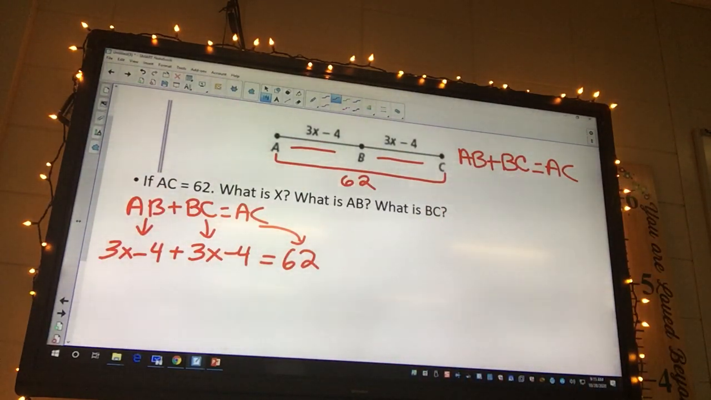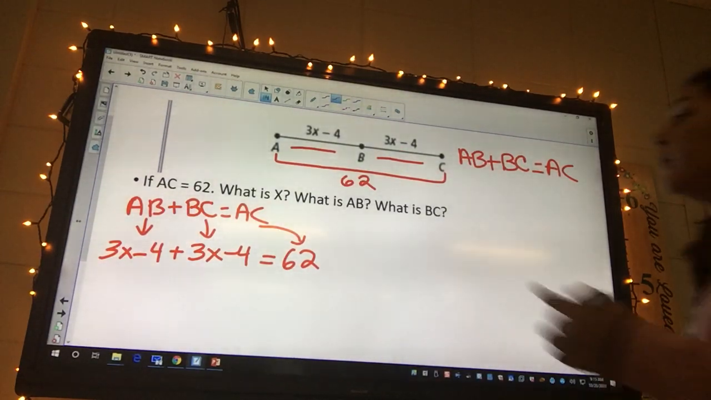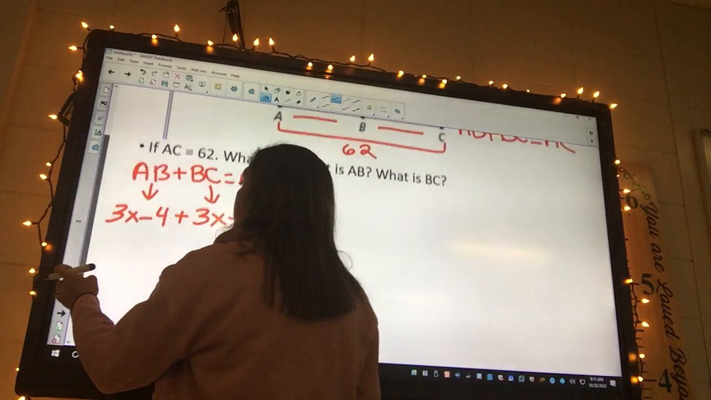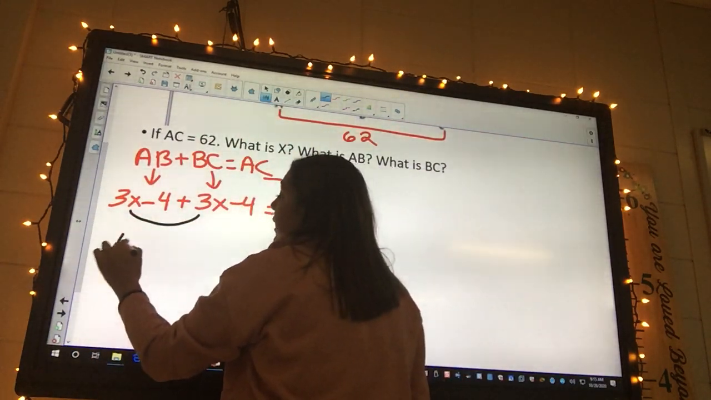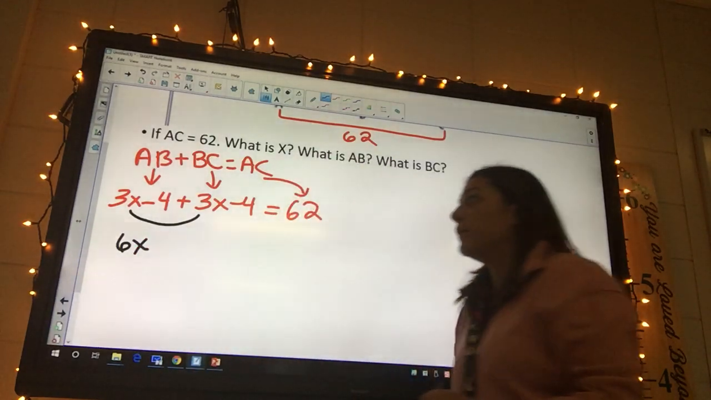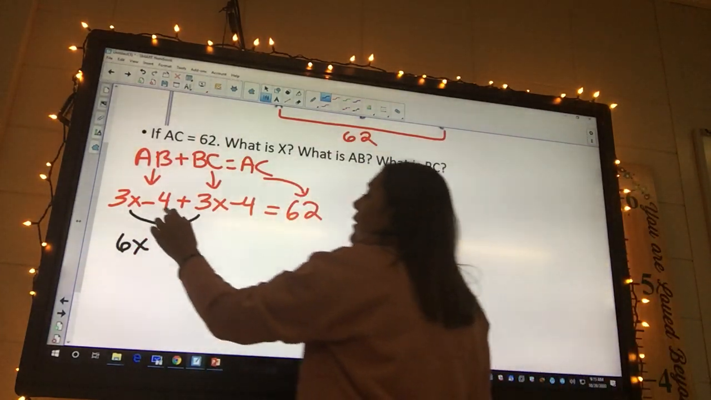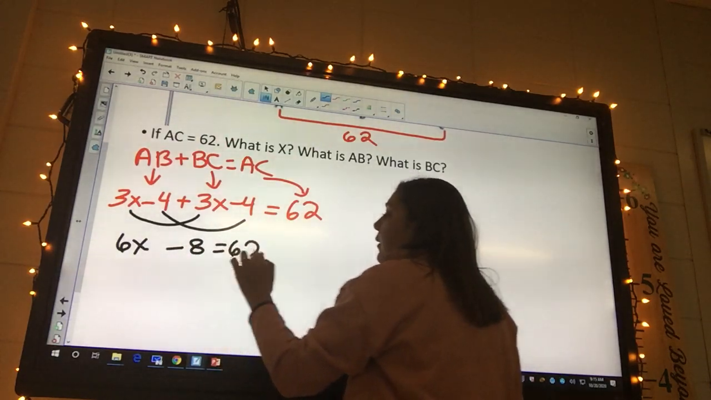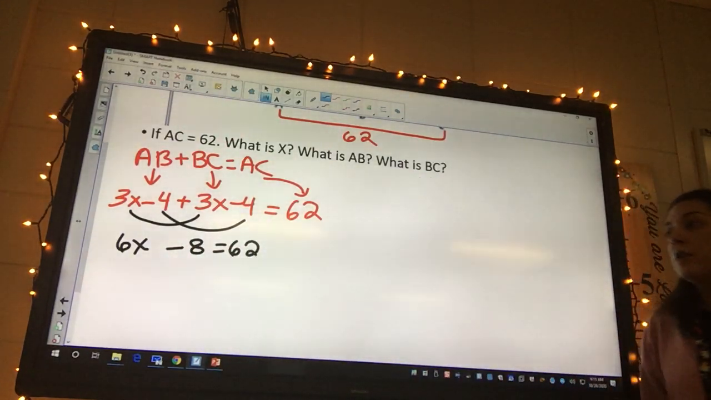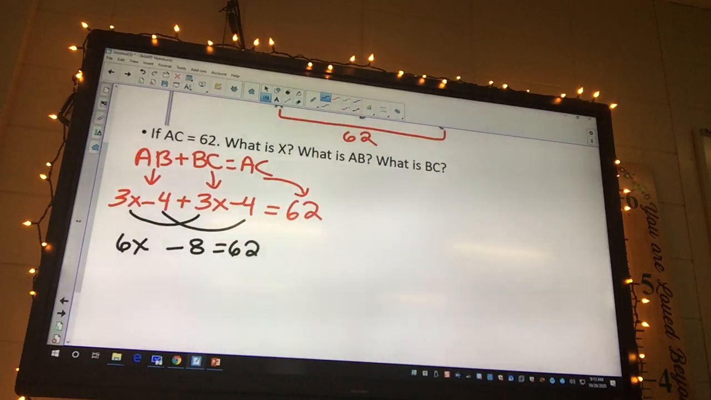What do we need to do first? Combine like terms. So we're going to put the 3x's together to give me 6x. What else could I put together? The minus 4 and the minus 4, to give me a minus 8. 62. So I got 6x minus 8 equals 62.